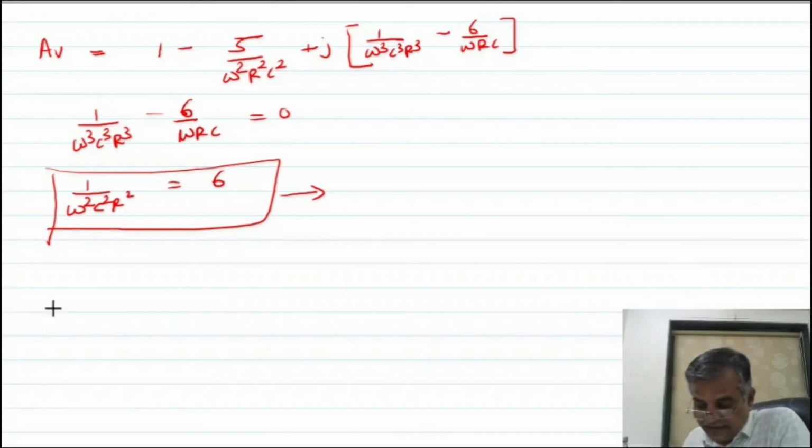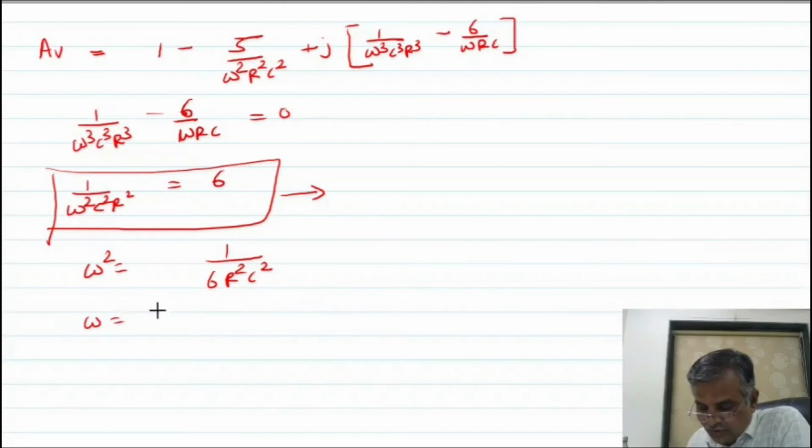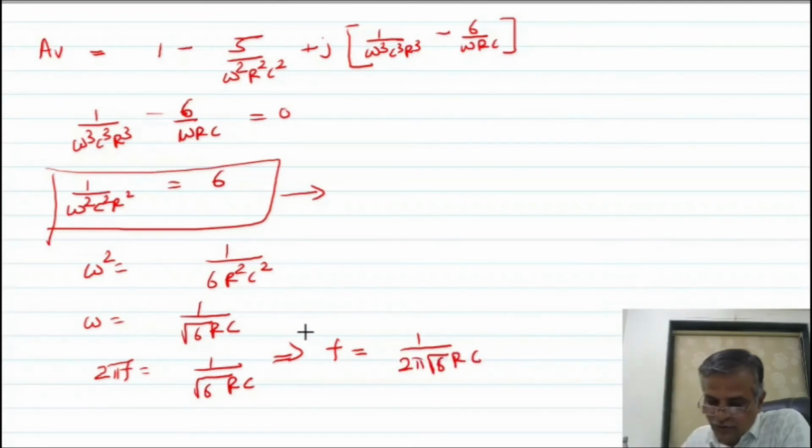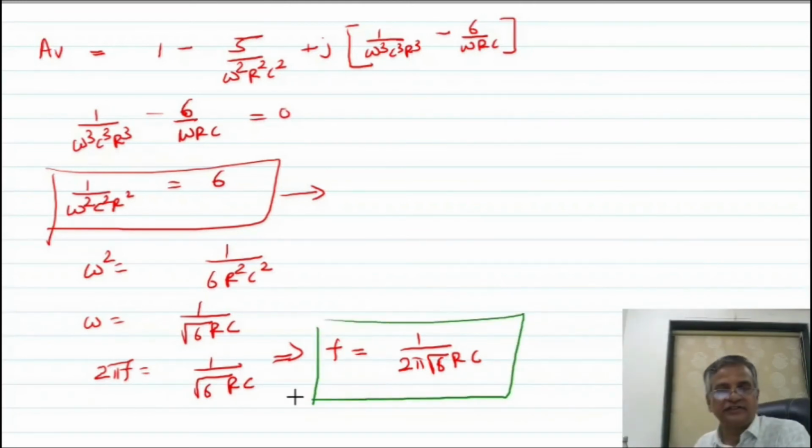So from this I can write omega square is equal to 1 upon 6 r square c square. So omega is equal to 1 upon root 6 rc. So 2 pi f is equal to 1 upon root 6 rc. From this, the frequency of sustained oscillation is 1 upon 2 pi root 6 rc. This is the frequency of oscillation of an RC oscillator.